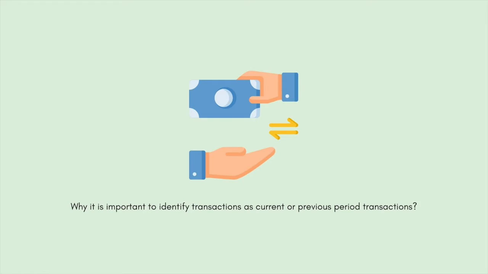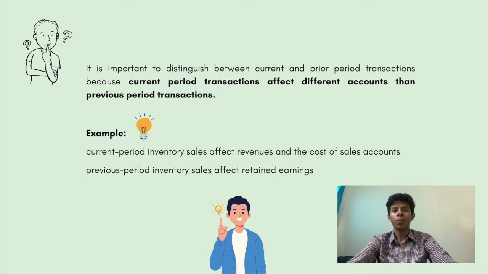For the next question: why is it important to identify a transaction as a current or previous period transaction? The answer is, it is important to distinguish between current and prior period transactions because current period transactions affect different accounts than previous period transactions. For example, current period inventory sales go to revenue and the cost of sales account. Previous period inventory sales go to retained earnings.